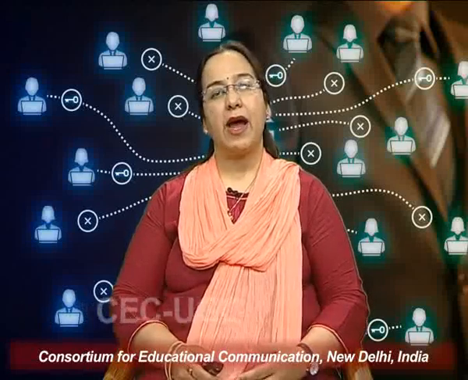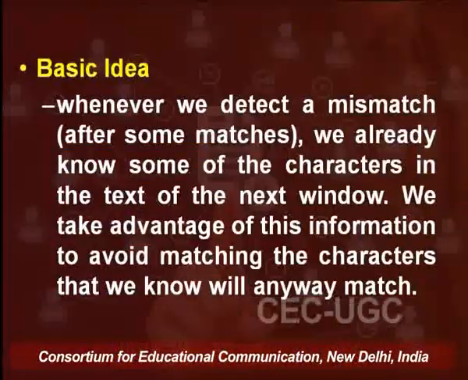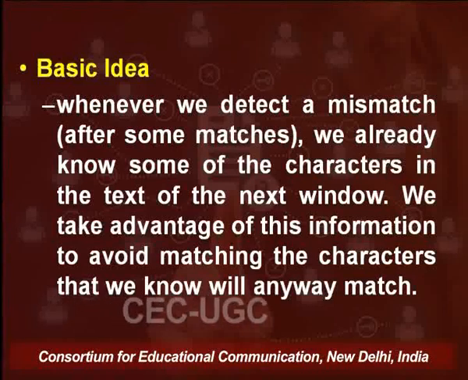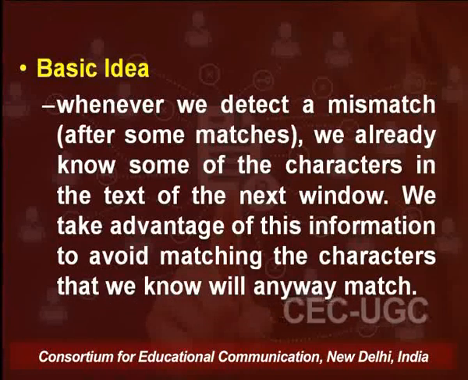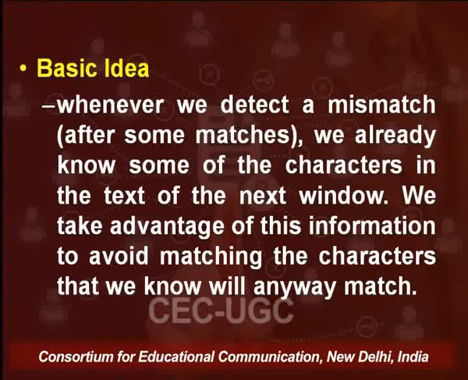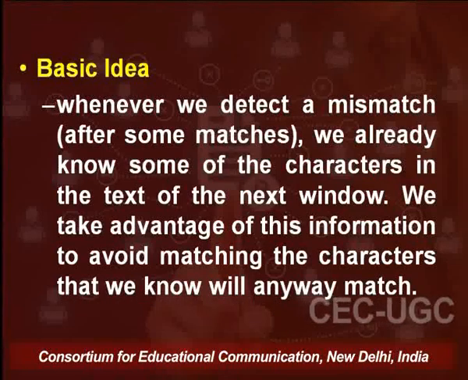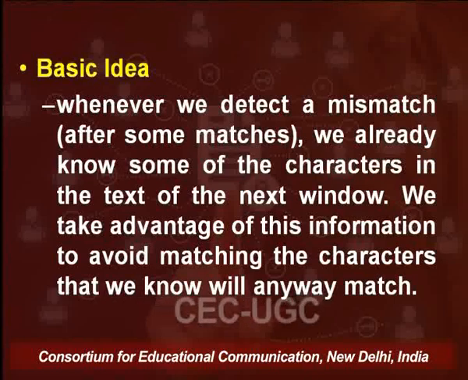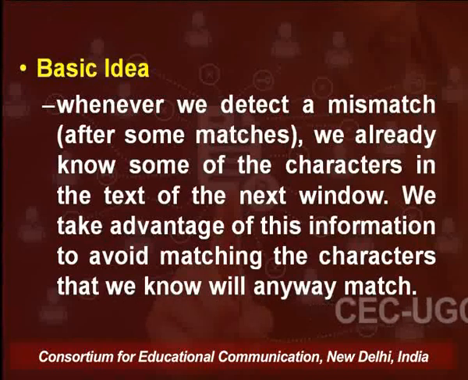The basic idea of the Knuth Morris Pratt algorithm is that whenever we detect a mismatch, particularly after some matches, we are aware of some of the characters in the next window. For example, we have compared characters number 1, 2, 3 and they all matched, while 4 mismatched, and now I am shifting my pattern by 1. So now the comparison starts from 2.